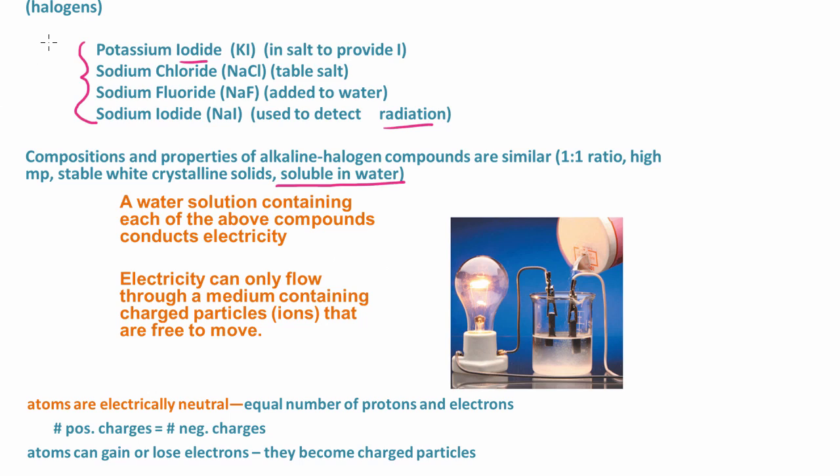If we were to add one of these four salts to water, the salt would dissolve, and a water solution that contains one of these compounds will conduct electricity. Electricity can only flow through a medium that contains charged particles that are free to move around. Those charged particles in this case are called ions, and that is going to be the topic of these first few sections. We'll talk about why a water solution of these salts will conduct electricity in a moment.